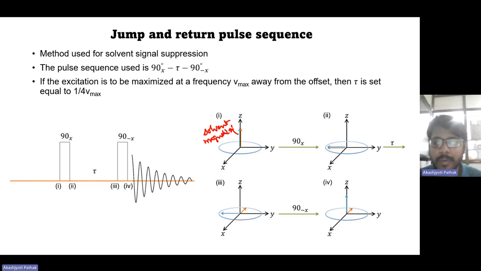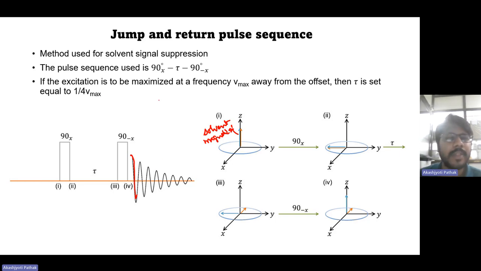Now when again a 90-degree pulse along the minus x-axis is given, the solvent molecules, since they are directed along the minus y-axis, return back to their equilibrium position. But the magnetization of the sample remains in the x-axis, and hence we get the signal of only the sample. In this way, the signal of the solvent molecules is suppressed, but we can get the signal of our sample.